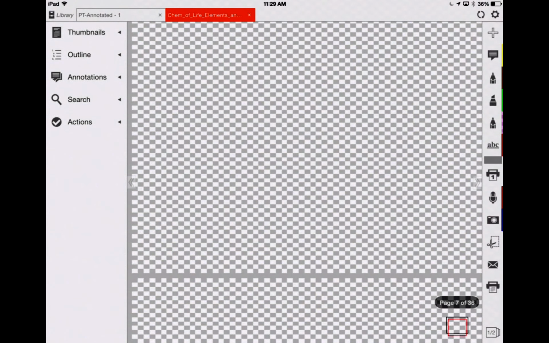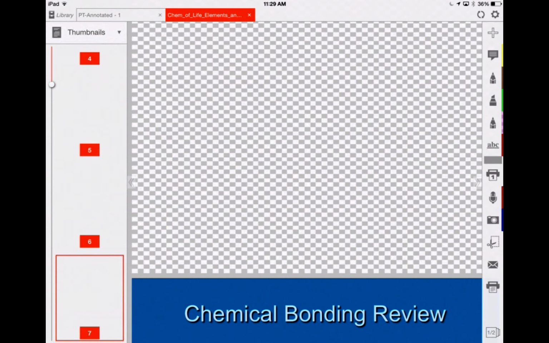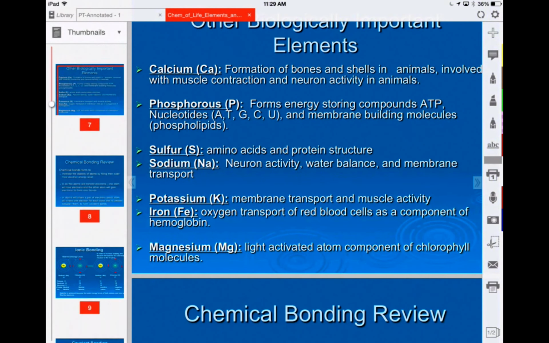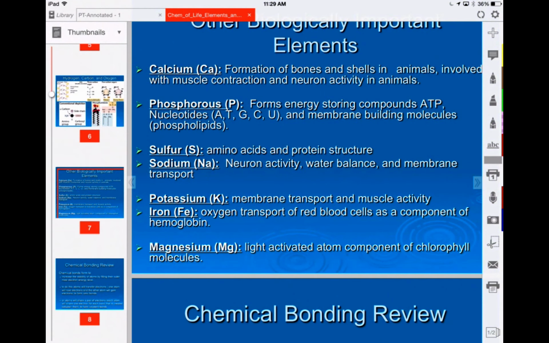Let's see here. There we go. Sometimes I just have to reload it. It's a little bit tired.